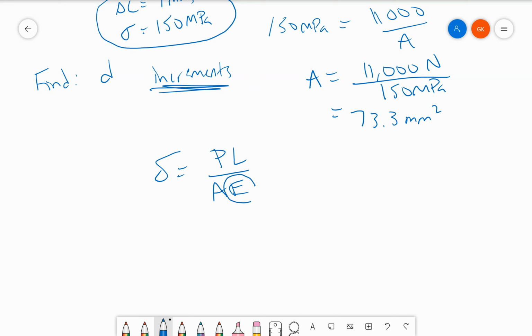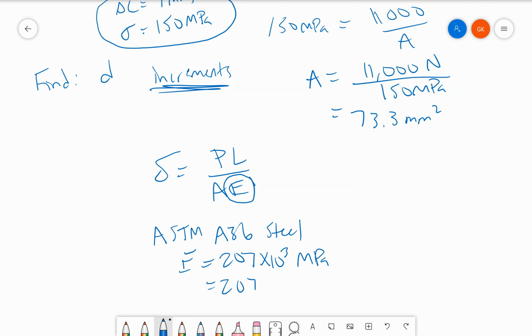Now, the E is one thing we don't necessarily know off the top of our heads, but it told us that it was an ASTM A36 steel. And we can check the appendices to figure out that the modulus of elasticity for this is equal to 207 times 10 to the third megapascals, which is also 207 gigapascals. So this will be helpful.